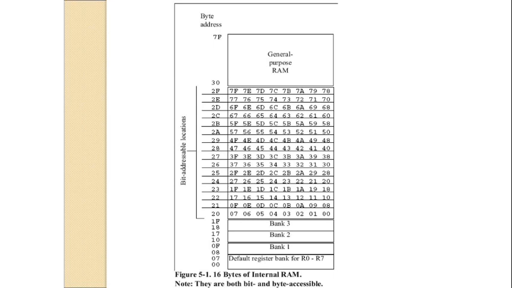Now see this down part here: this is bank 0, bank 1, bank 2, bank 3, the working registers of internal RAM. Then in between, this part starts from 20 to 2F. That is your bit addressable locations. Then the above is general purpose RAM, which you can also call scratch pad.